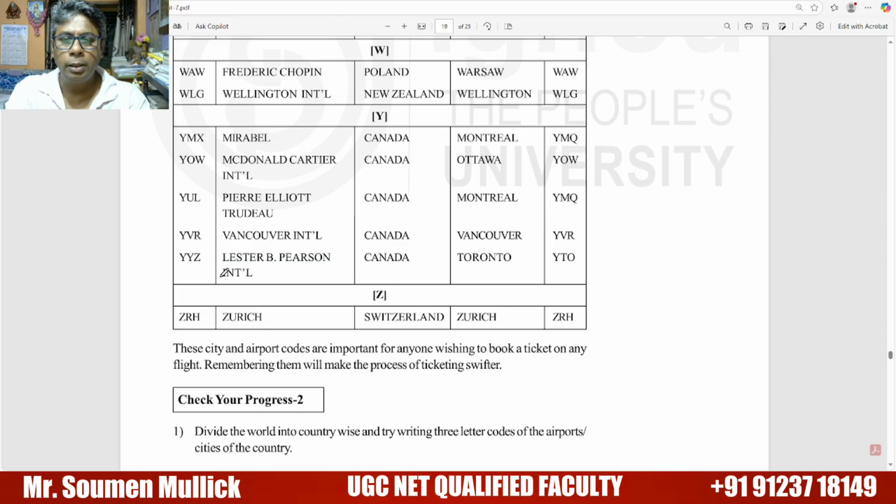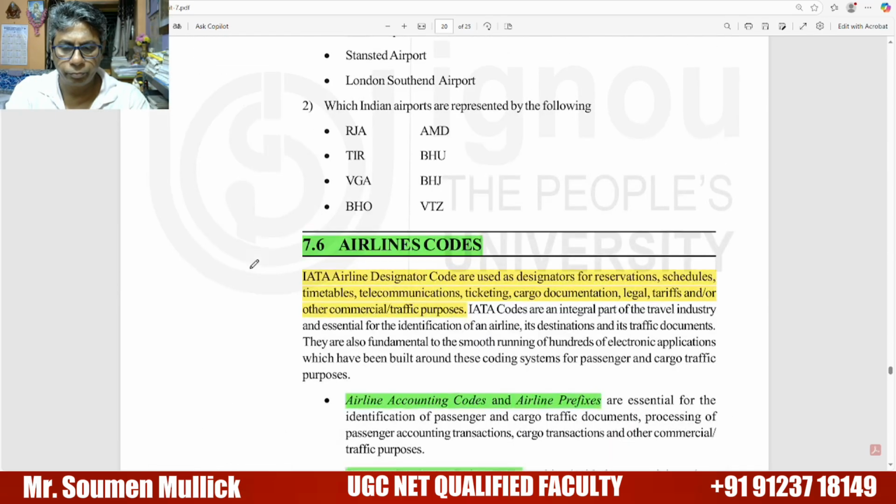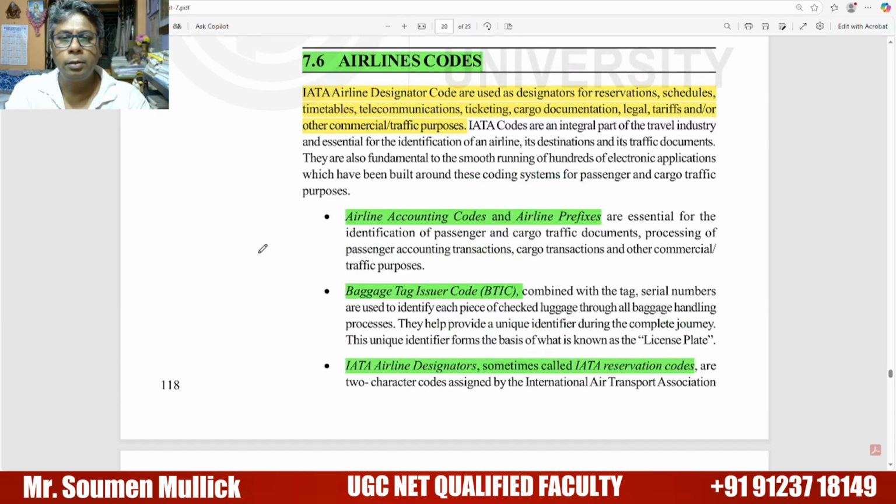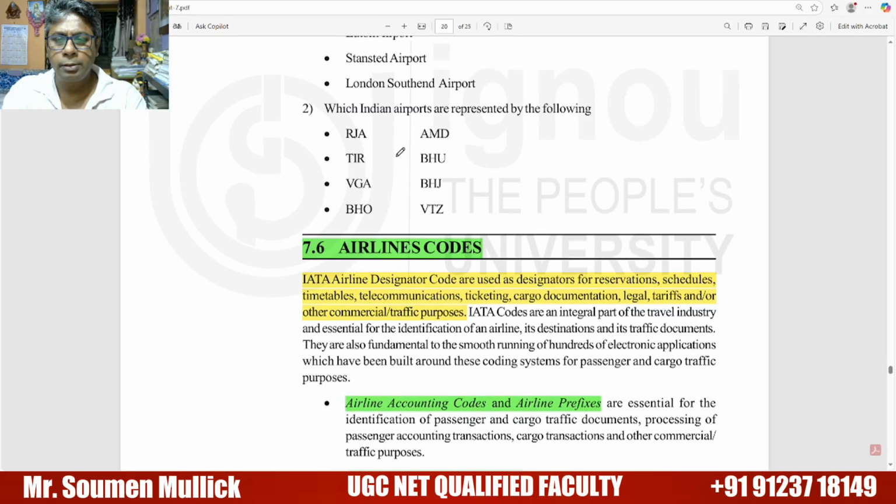So these are the important city codes. Now, another is the airline code, the IATA airline designator. In my next class, I will discuss the airline code.